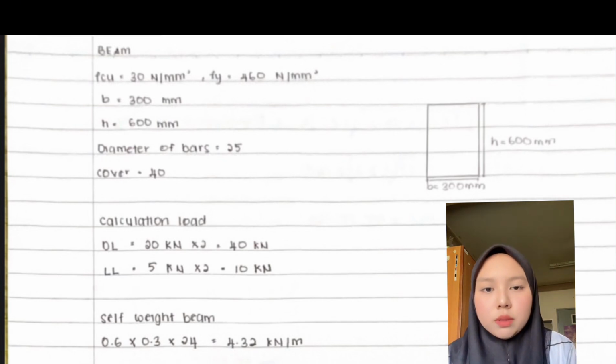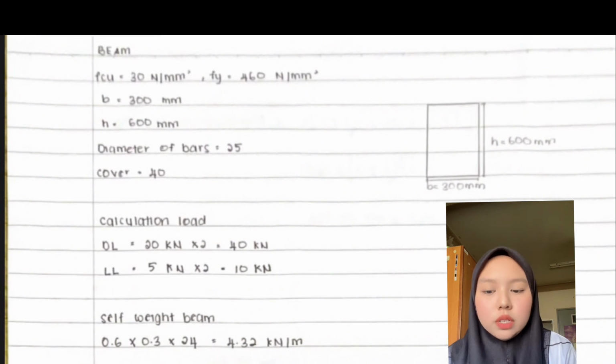Assalamualaikum, I'm Nur Anifah binti Muhammad Nizam. Today I want to present about the group assignment. In this assignment, I will present about the beam. So, FCU equal to 30 N per mm square and FY equal to 460 N per mm square. For B, 3000 mm. For H, 6000 mm. Diameter of bar 25 and cover for beam 40.